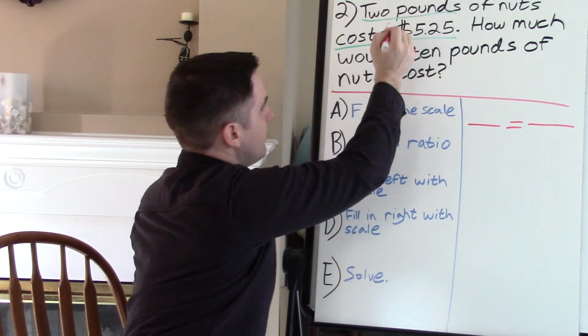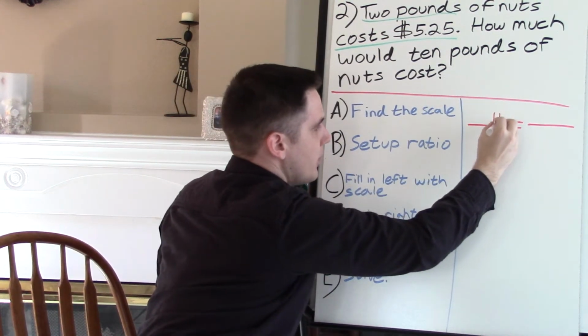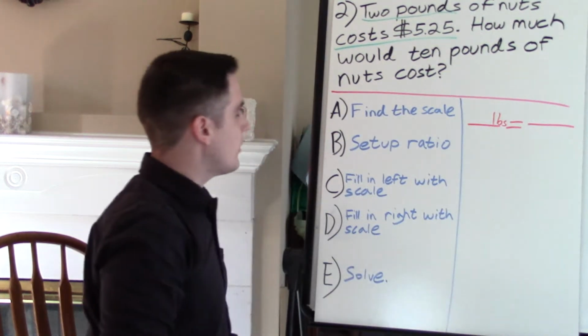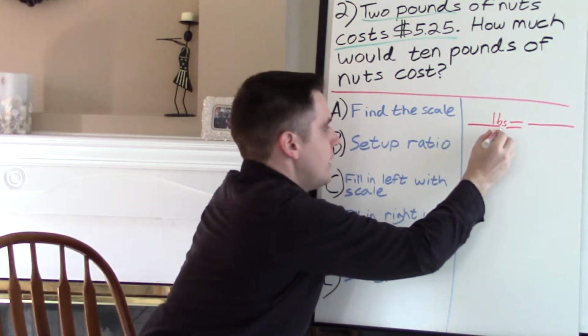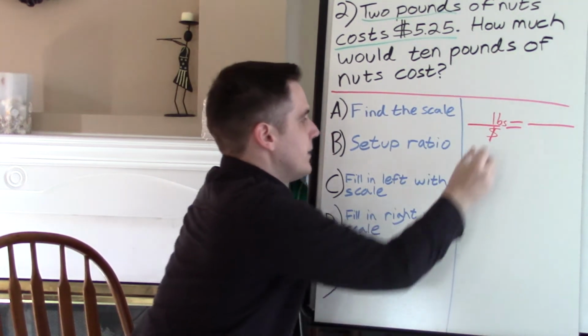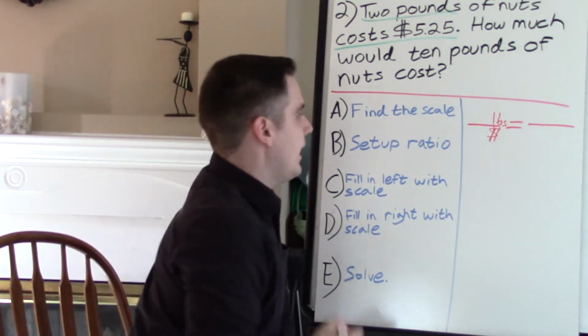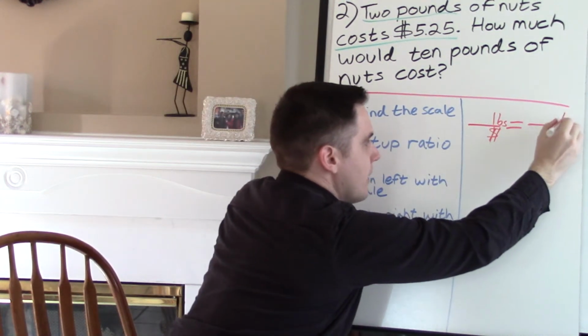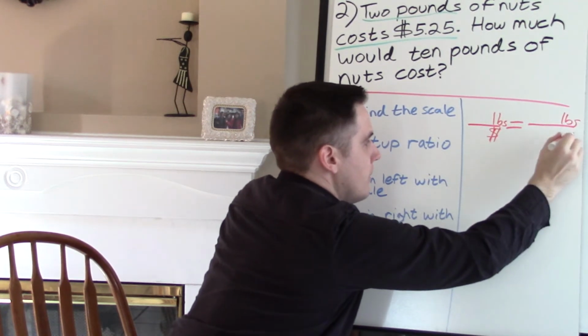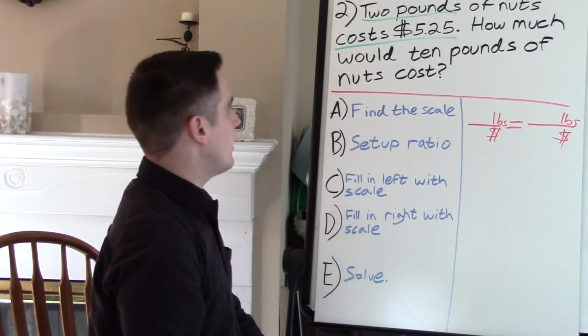Alright, pounds and money. So I'm going to put pounds on top. LBS is short for pounds. And even though money usually goes in front, I'm just going to put it over here because I'm just used to putting everything to the side, to the right side with ratios. And let's stay consistent. So pounds on top, money on bottom.